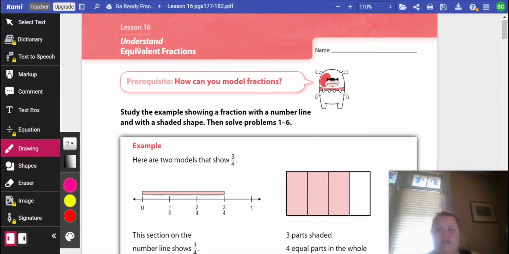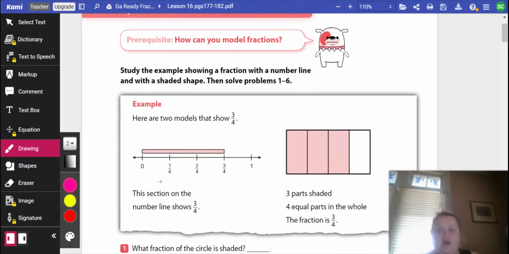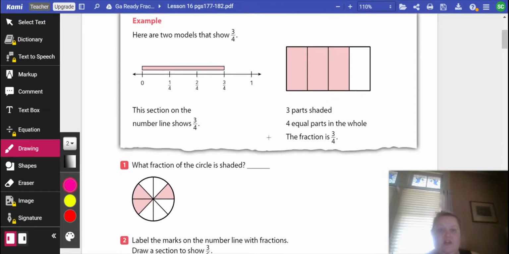Hey guys, for this lesson, we are looking at understanding equivalent fractions. And in our example, it shows us this fraction 3/4 on a number line. And then right here, the fraction 3/4 with a model. So here we have 1/4, 2/4, 3/4. And here we have 1, 2, 3 out of 1, 2, 3, 4.